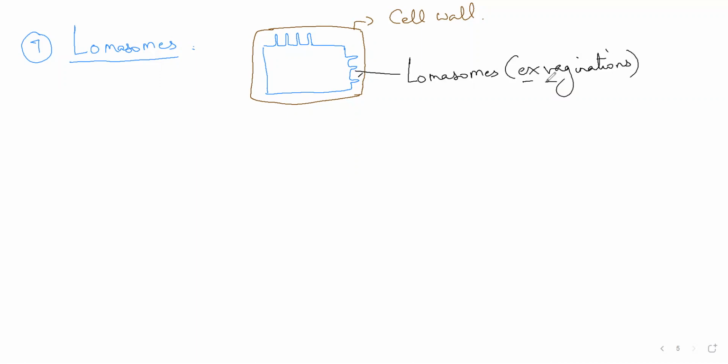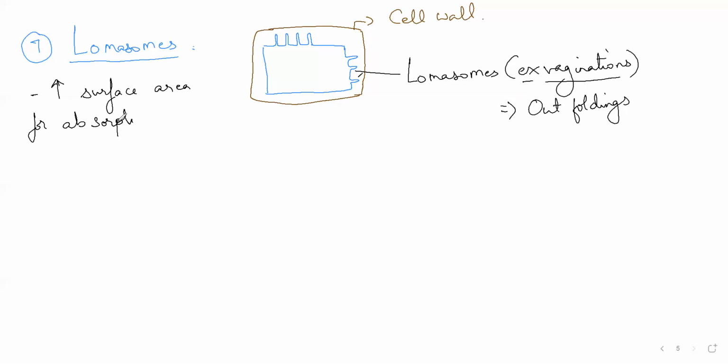These are evaginations. These are not infoldings, these are outfoldings. Evagination का मतलब क्या होता है? Outfoldings. These increase surface area for absorption. These are positioned below the cell wall. They are inside the cell wall, right? Inside or below the cell.